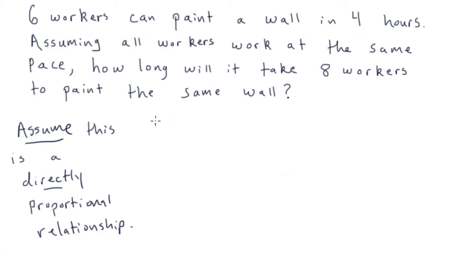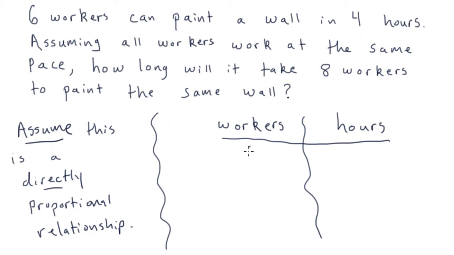So let's make a ratio table, or you can set up a proportion and cross multiply, however you like to solve ratios, or proportions, I mean. So we have workers, and we have hours.